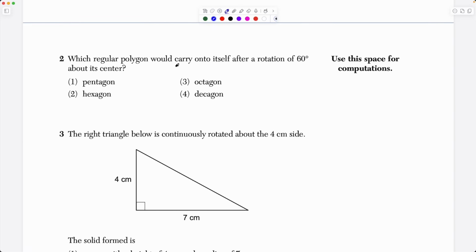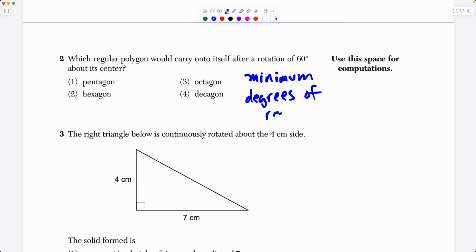Question 2, which regular polygon would carry onto itself after a rotation of 60 degrees about its center? So for this one, it helps to know this formula. And this formula, we could call this the minimum degrees of rotation.